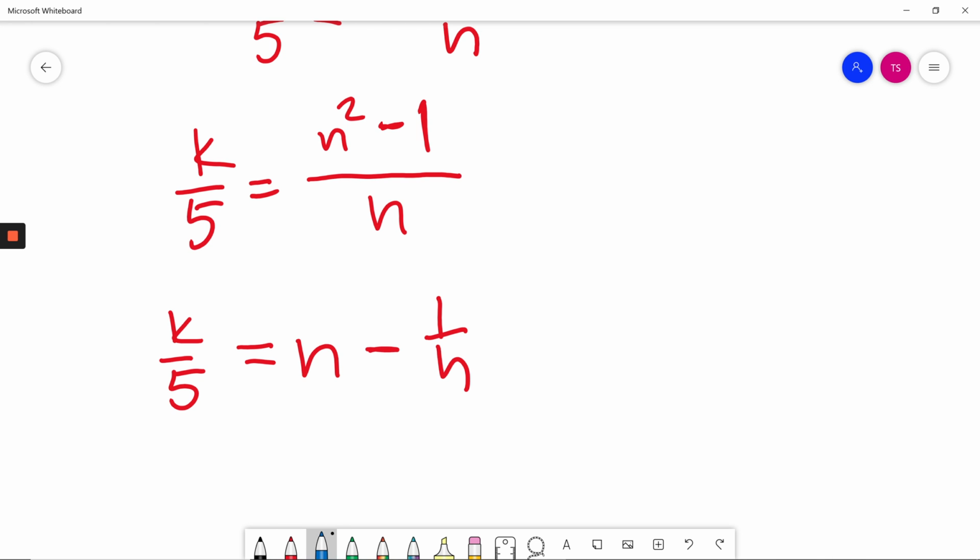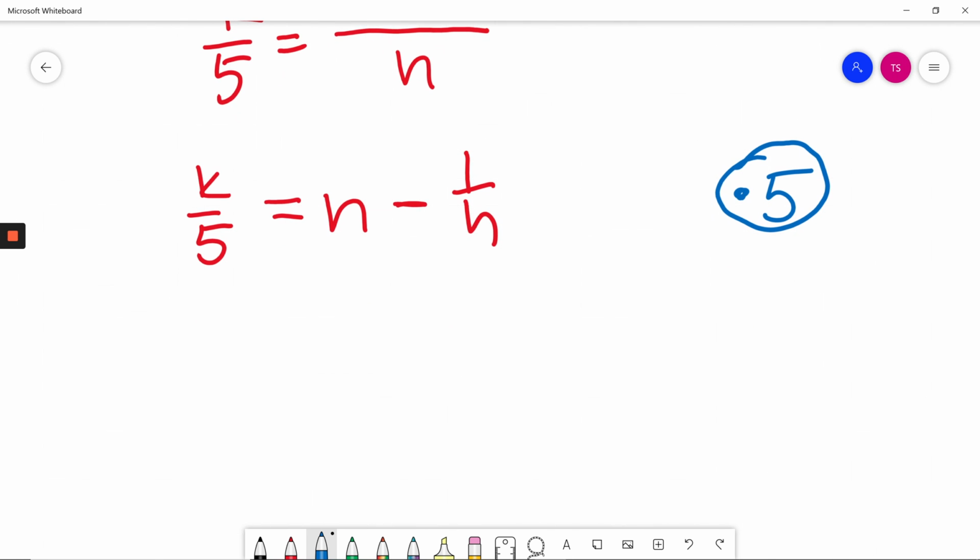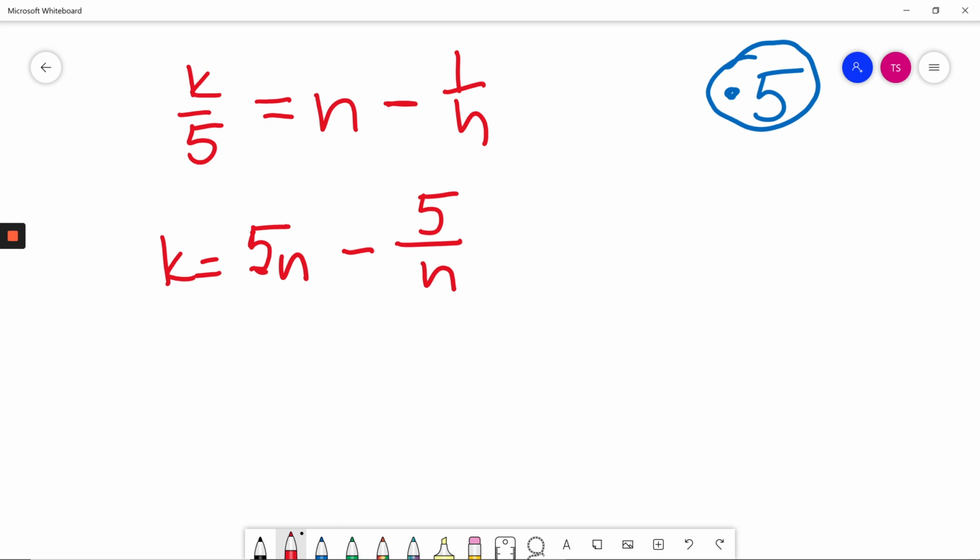At this moment I don't want to have k divided by 5, I want to just have k, so I multiply both sides by 5. Then I will have k will be equal to 5n minus 5 divided by n. I know k and n are integers. 5n, n is an integer, so 5 times n will always be an integer.